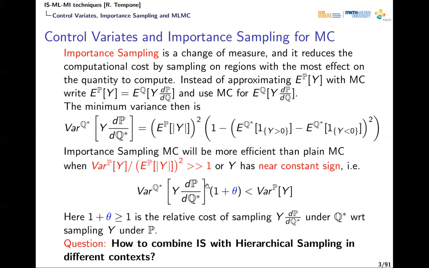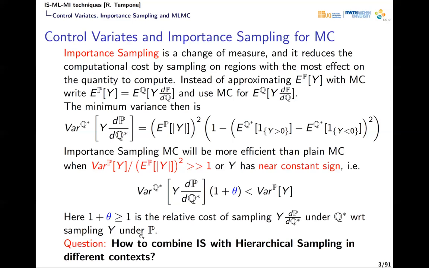The only way to get actual improvement is to see whether this inequality holds. For this inequality to hold, you need not only the variance reduction to be effective, but also the cost of applying it not to be too large. This again is governed by this theta factor, which represents the relative cost of sampling y times the likelihood factor under Q star with respect to sampling y under P.